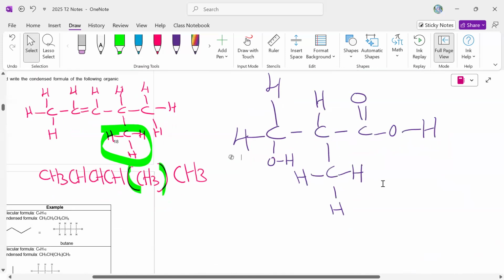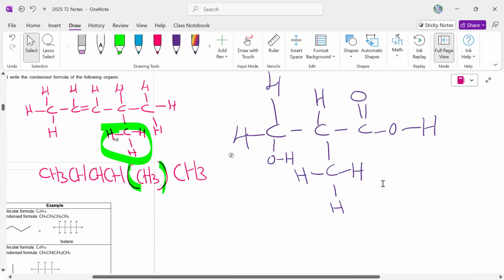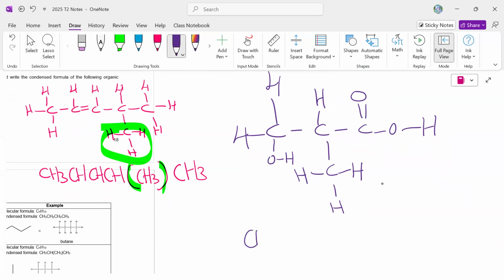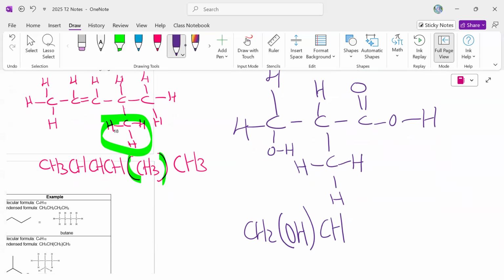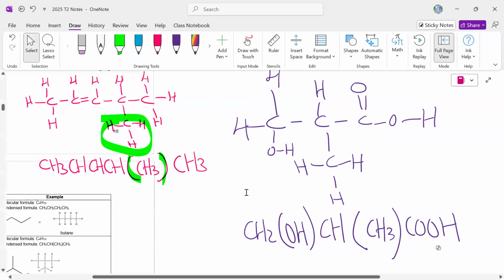Okay, and now let's write the condensed formula. What you see is what you write. I see CH2, I see an OH. If you like, you can put a bracket, if you find it's clearer to you, but you don't need to do the coloring that I'm doing. Then after that will be CH. If you find that very confusing, I'll do a bracket, then a bracket CH3, and then COOH. Okay, that's the condensed formula.